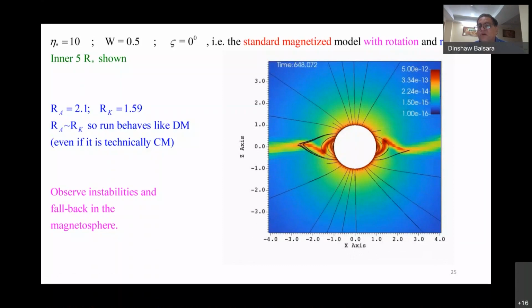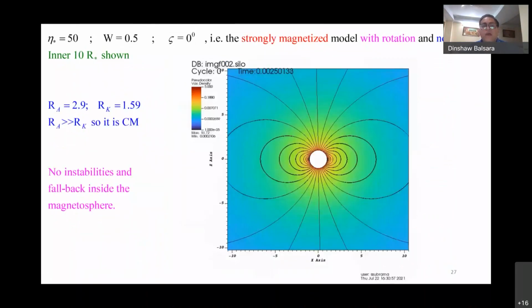And so you're seeing the star's magnetosphere fill up in a dynamical fashion, which basically means that even though in principle this should have been a centrifugal magnetosphere, the difference between 2.1 and 1.59 is small enough that you're actually producing a dynamical magnetosphere.